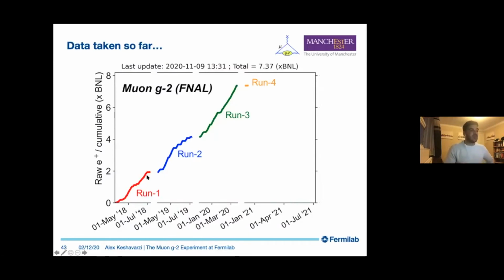So this is the run 1 data up until 2019. We had run 2 two years ago, then this year was run 3, and we're just starting run 4. You can see that we've already taken over 7 times the data that was taken at Brookhaven. We're still at the end of analysing the run 1 data, but we're hoping to publish that in the coming months. Then the other two data sets will follow after that, and soon we'll be able to add those together and get a more precise result.